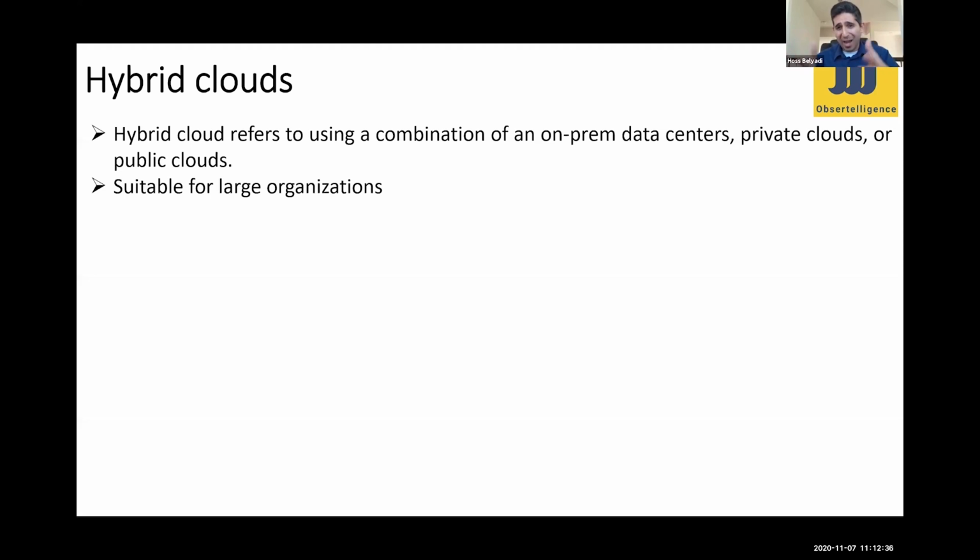Actually, as a matter of fact, a lot of the large organizations have both a cloud data center and their own data center, just as a backup, and there's nothing wrong with that. And this is called a hybrid. So three types that we discussed so far: cloud data center, on-prem data center, and the hybrid data center.